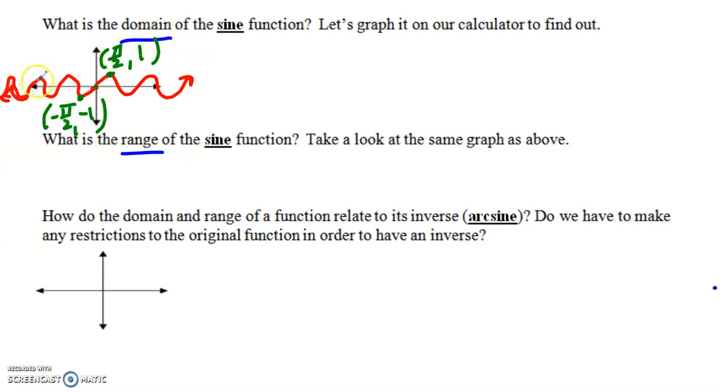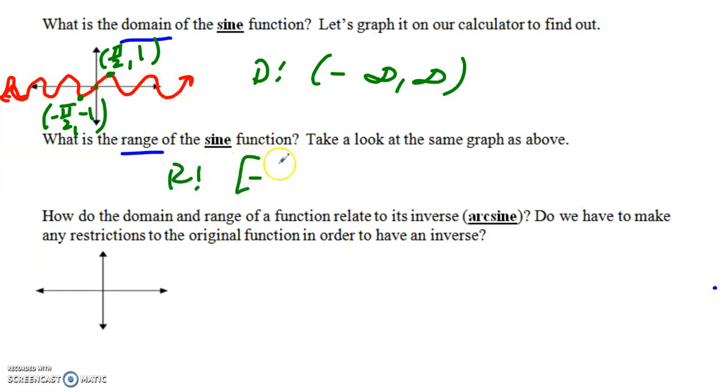So what is the domain of the red graph you see? Well, looks like it never stops, so negative infinity to positive infinity. What is the range of the sine graph you see? Looks like you're going from -1 to 1 included.